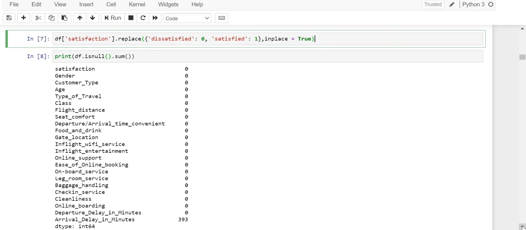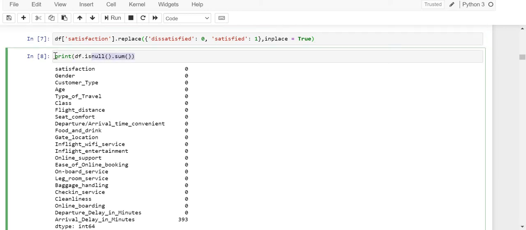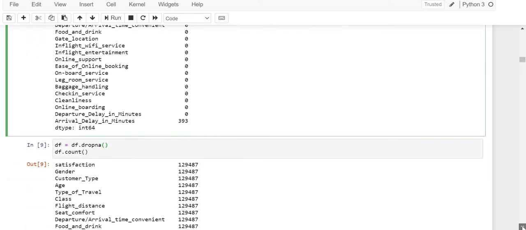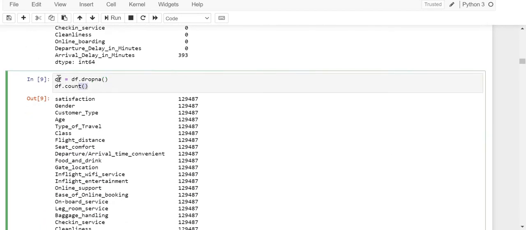Now for analysis, it is important to have a clean dataset. That is, the data should not contain any null values or any outliers. So I am checking for null values in my dataset. This is the code to check the null values. We can see there are 0 null values in all my columns except the last one. It has 393 null values. We need to remove these null values. So I am dropping all my null values and I am generating the count of rows again.